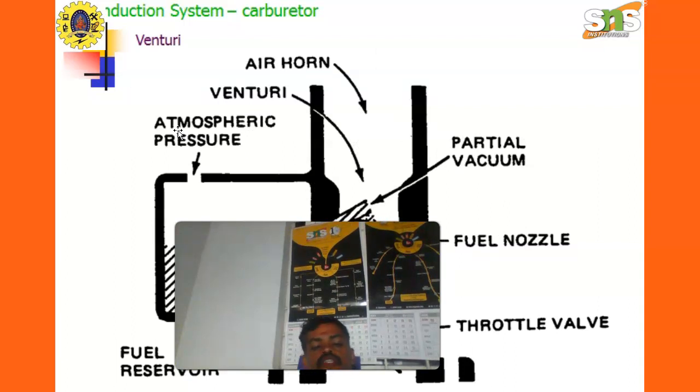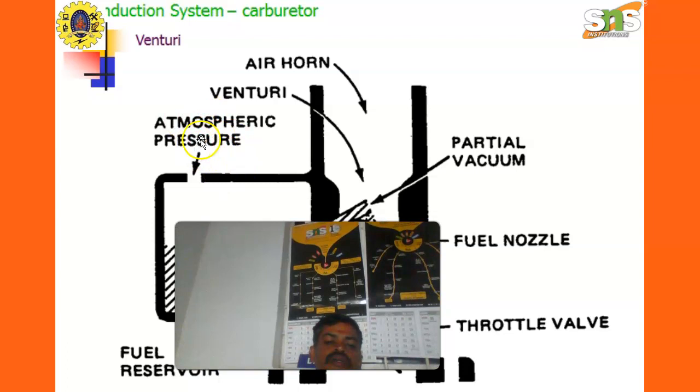Air horn, venturi, atmospheric pressure, partial vacuum in this area, fuel nozzle, throttle valve, fuel reservoir.